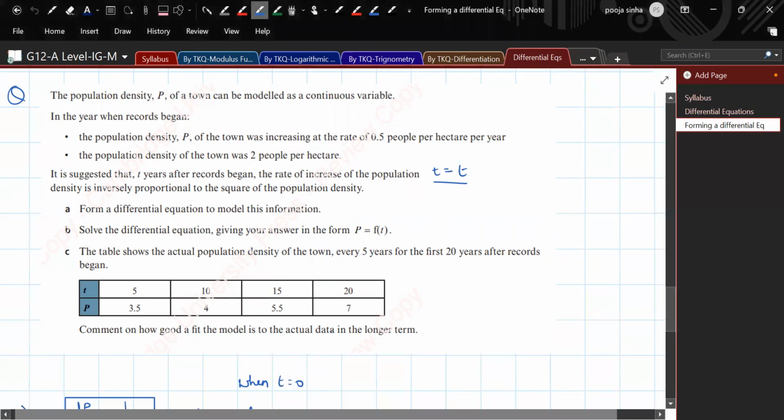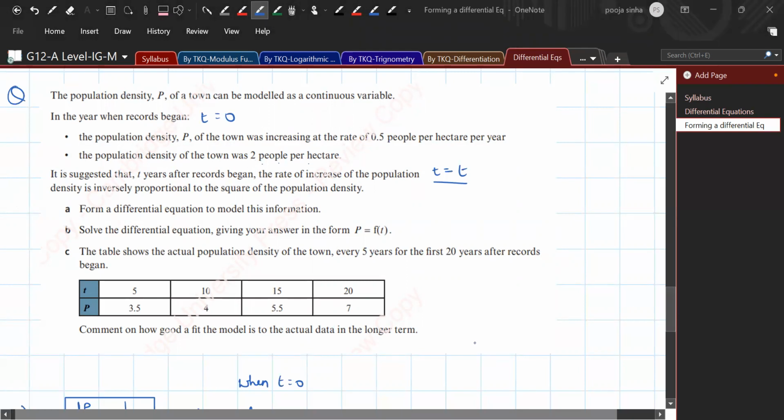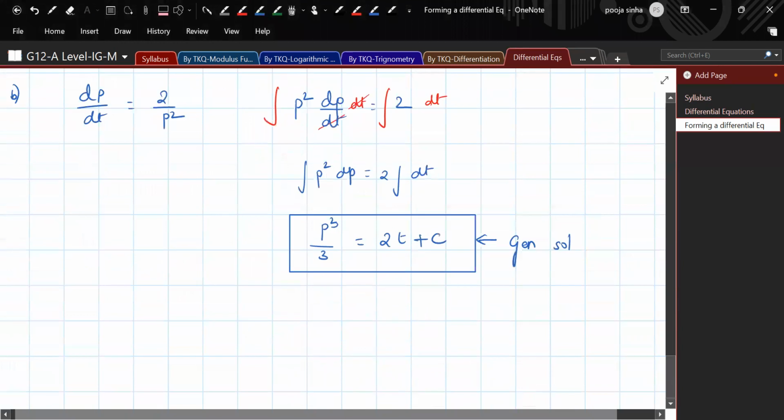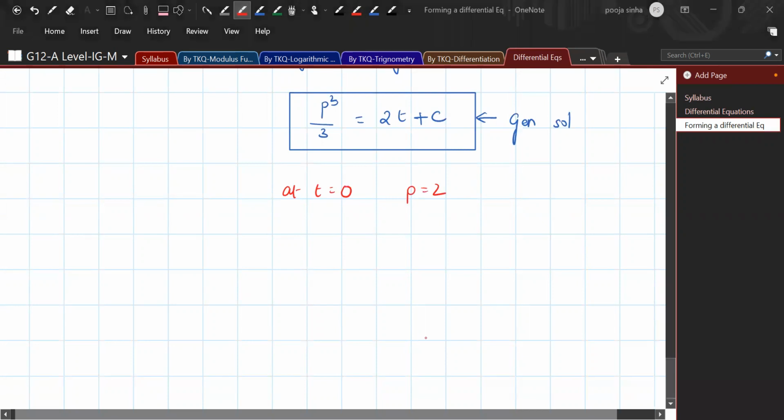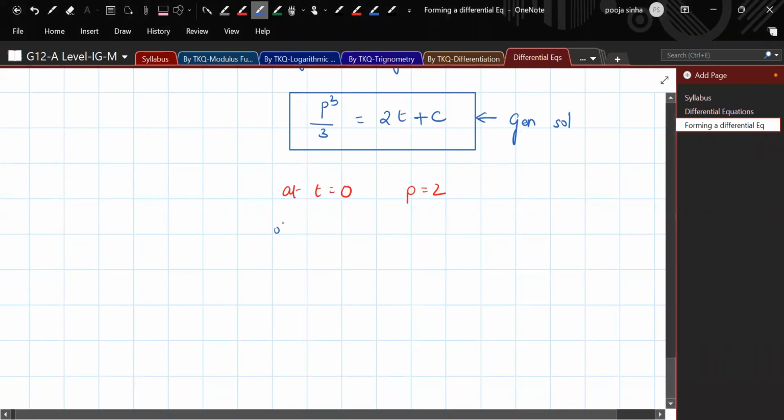What is that table? The table is for the C part. We don't need it right now. And at t is equal to 0, the population density of the town was 2 people per hectare. So p is equal to 2, right? At t is equal to 0, p is equal to 2. This information is available. At p is equal to 2, c is 8 upon 3. Therefore, c is equal to 8 upon 3.